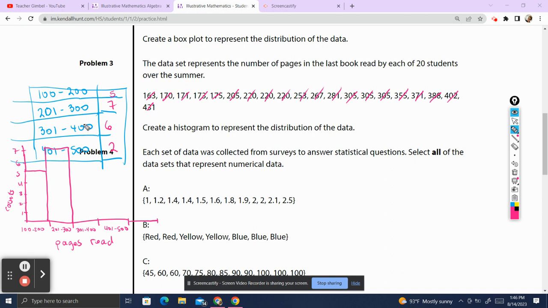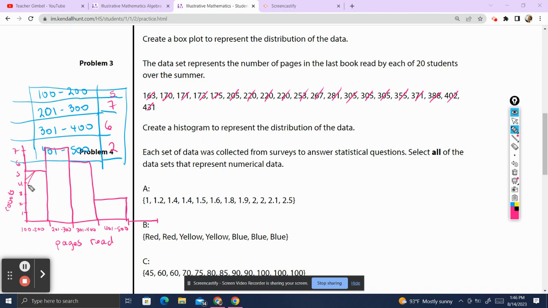For 301 to 400 was 6 students. So my box goes right there. And then 401 to 500 was 2 students. So my box goes right over there. I don't need that little extra line. And there we go. We have our histogram.